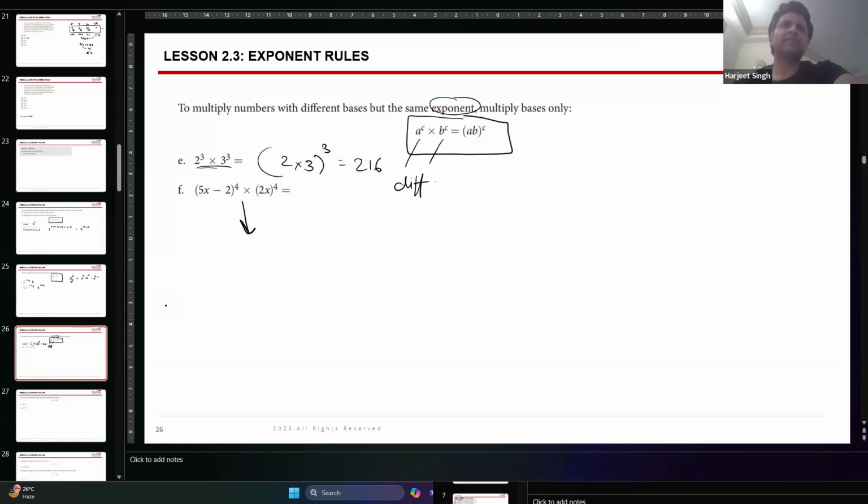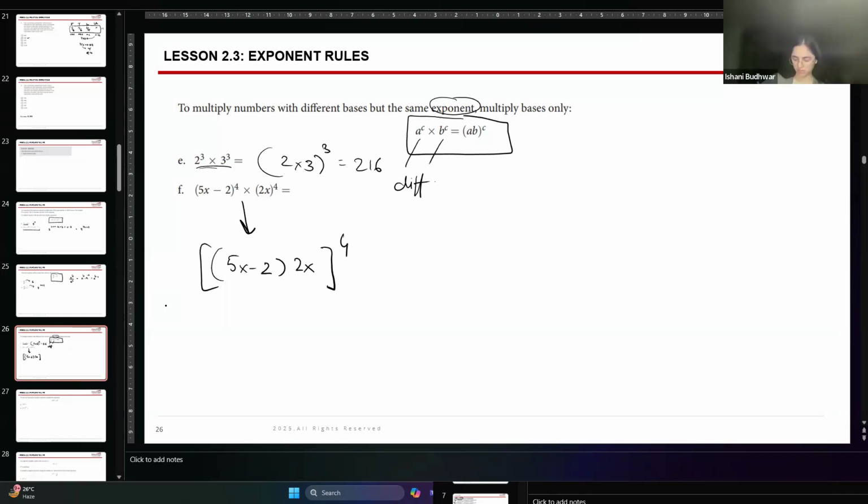And how do we solve this? Both are raised to 4. So can I say we can multiply? Please do not make the mistake of adding inside. Bases will always be multiplied. It's very tricky, this one, when it contains variables.